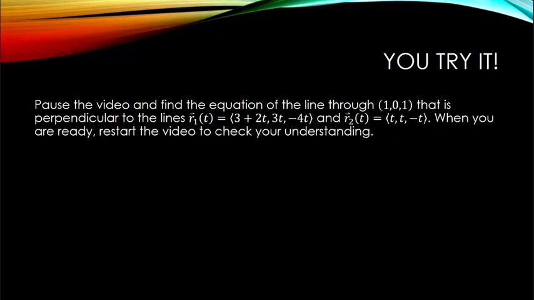Pause the video and find the equation of the line that passes through the point 1, 0, 1 and that is perpendicular to the two vector lines specified by r sub 1 of t equal to 3 plus 2t, 3t, and negative 4t, and r sub 2 of t equal to t, t, negative t. When you're ready, restart the video to check your understanding.